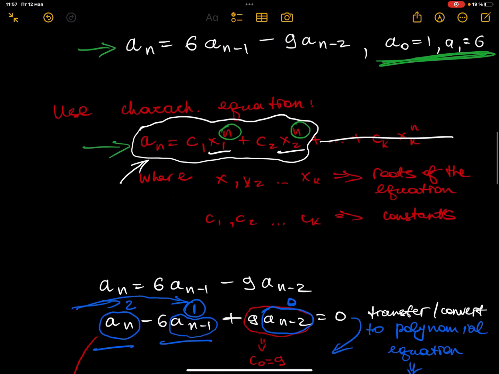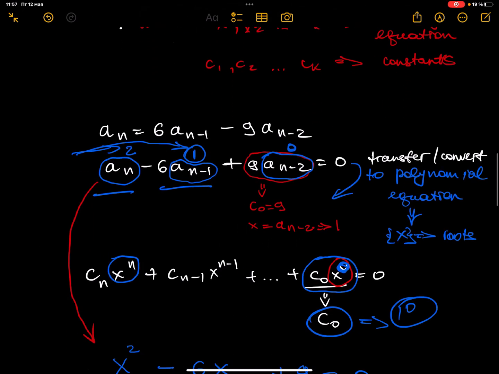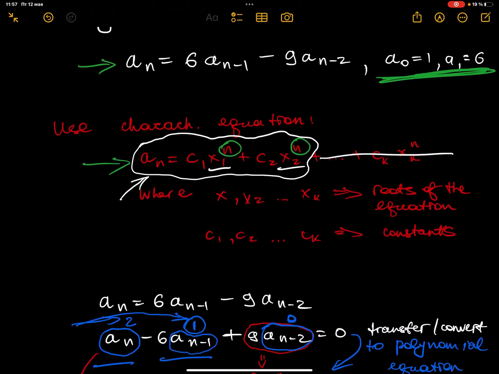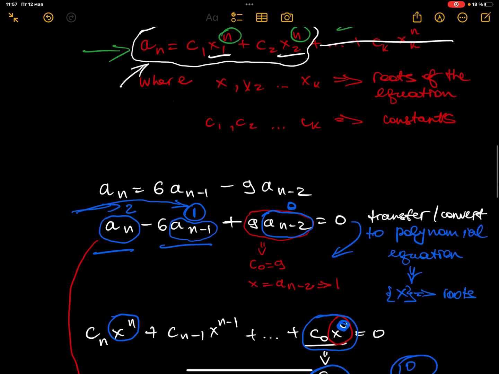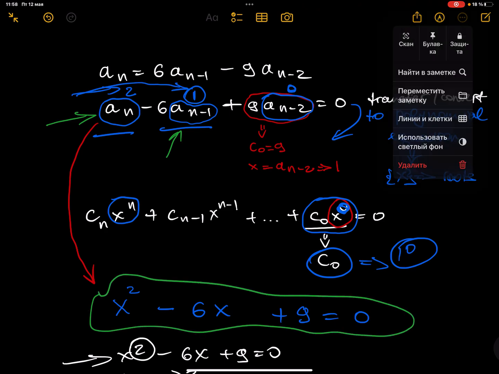Firstly, you convert the homogeneous recurrence relation to a polynomial equation. So we use characteristic equations. This is a template, right? I also explained how to convert to a polynomial equation. Firstly, you identify what's your C0. Once you identify your C0, then you assign the power to each element in the sequence, like here. So then you write your polynomial equation. You solve your polynomial equation.